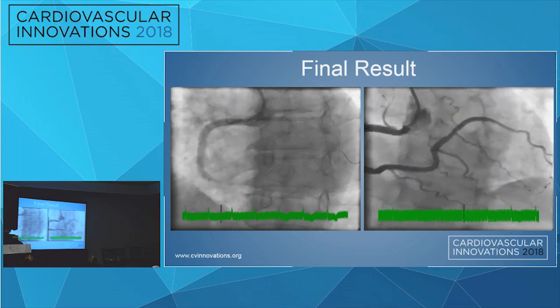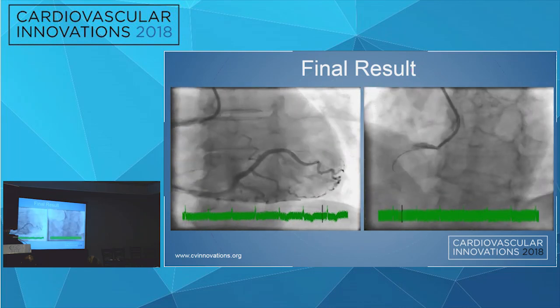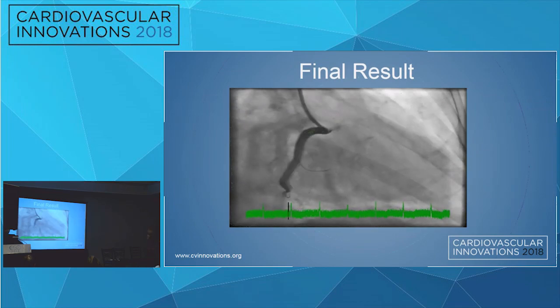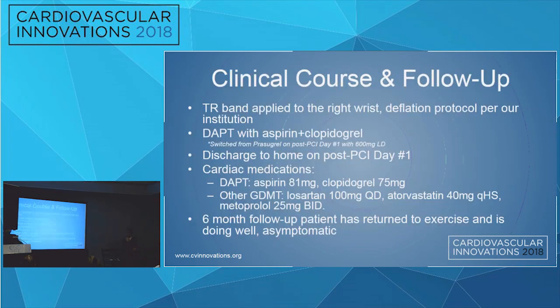And then basically that's about it. No perforation, no edge dissections, no residual stenosis. Final result looked good. PDA is small. So TR band to the right wrist, switched her to Plavix with a 600 milligram loading dose the next day. She went home the next day. I kept her overnight after this case. Typically we do same-day discharge, but I thought I should watch this one. Guideline-directed medical therapy.